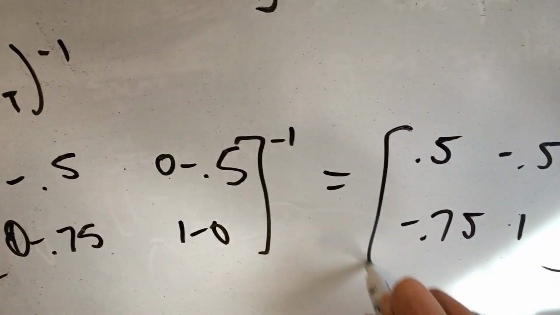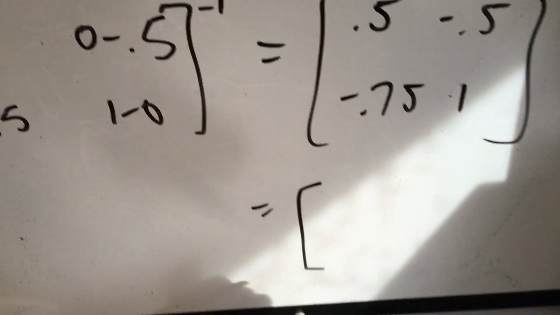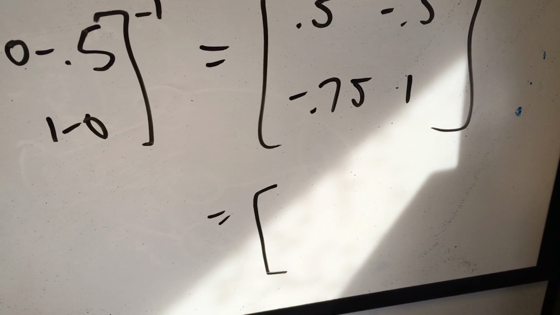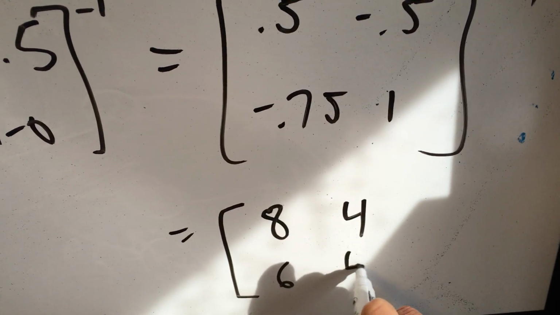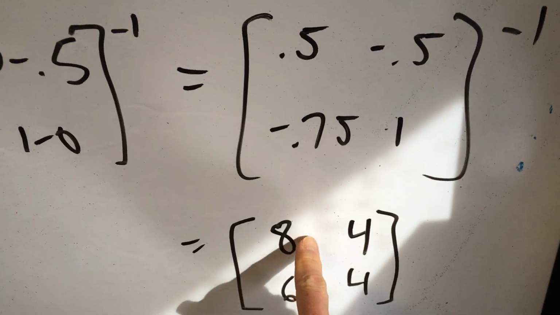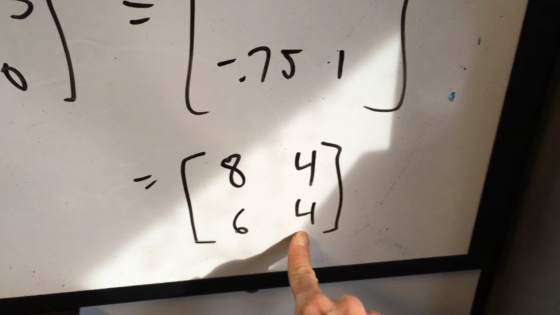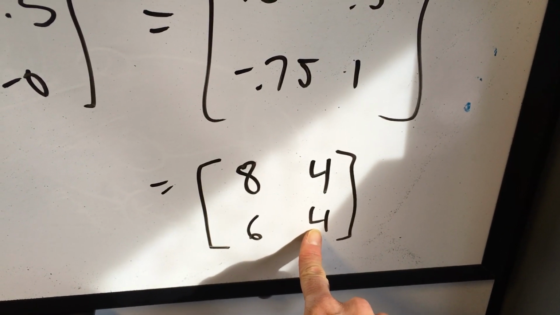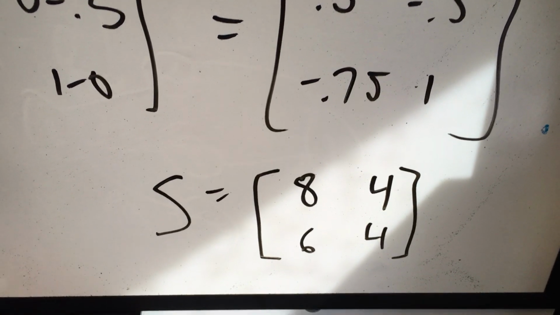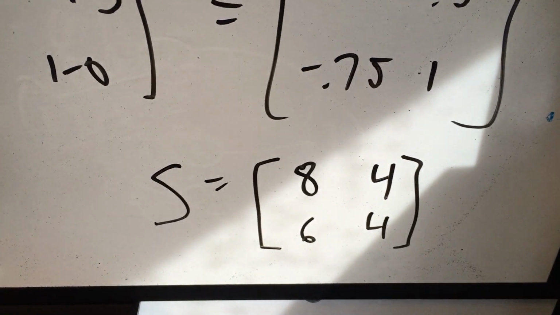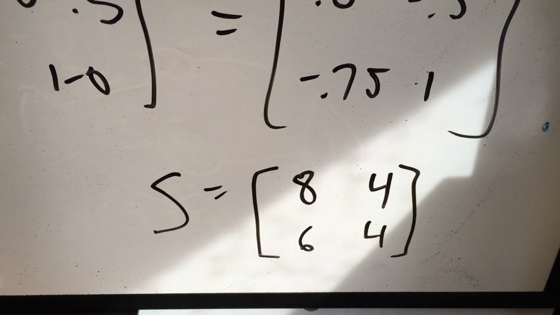And if I invert this, I did this in MATLAB and ended up with 8, 4, 6, 4. So this is S00, S01, S10, S11. If we start in state 1, we expect to spend 4 time periods in state 1, for example. So that was S. Now we know our expected time spent in each transient state given that we started in whichever transient state.